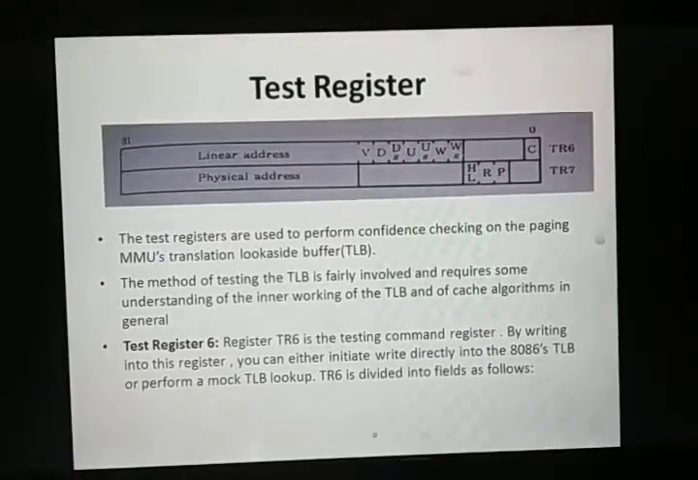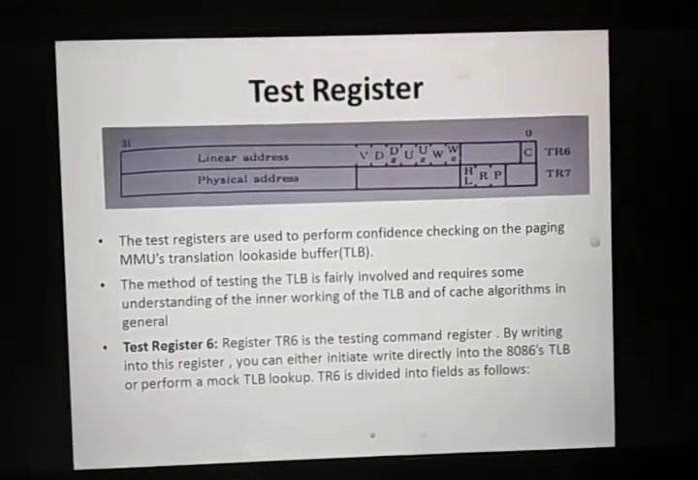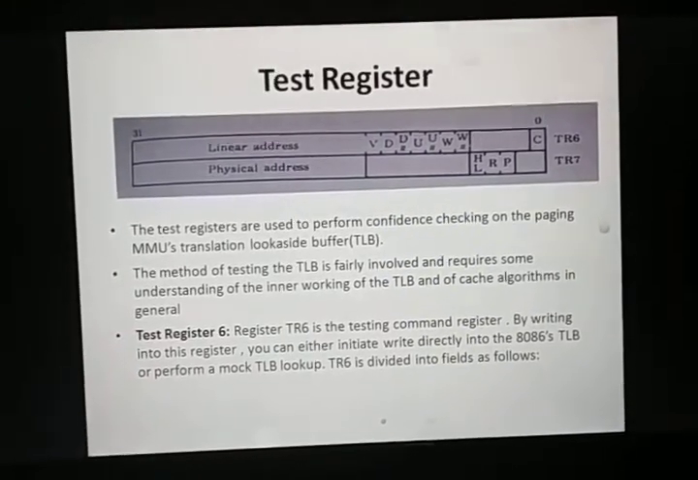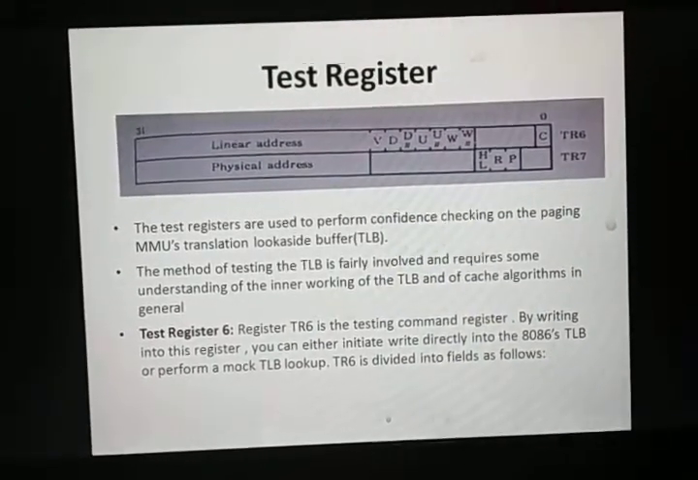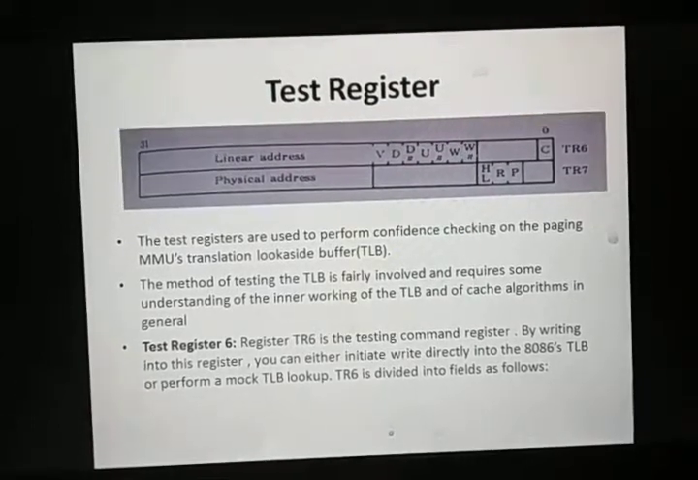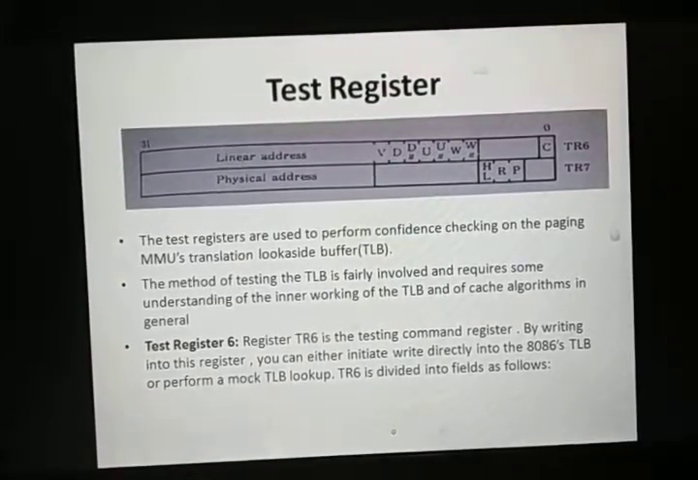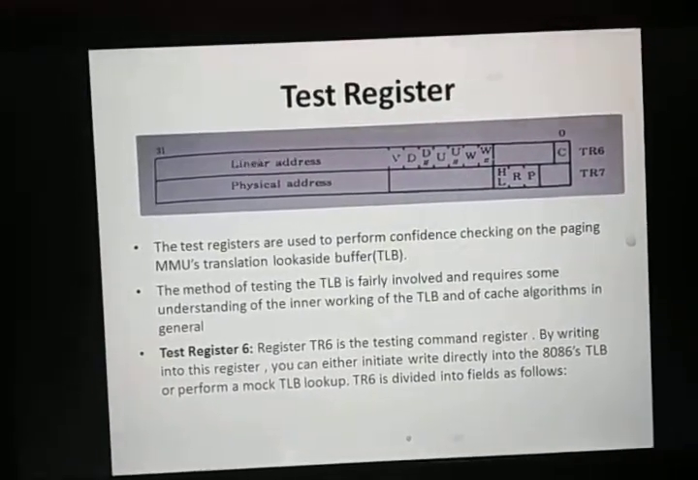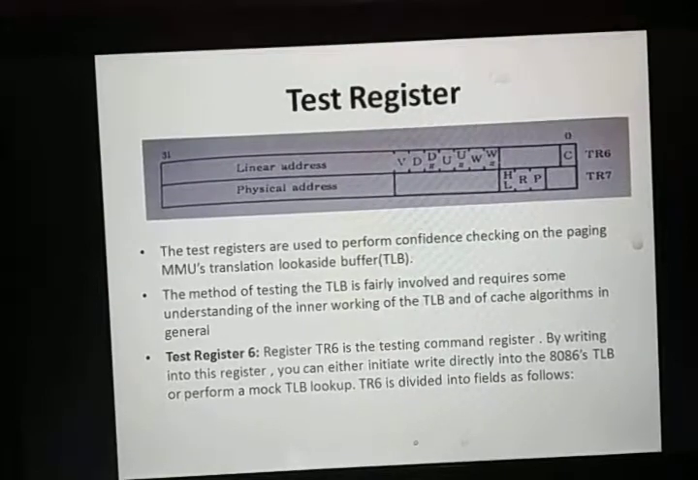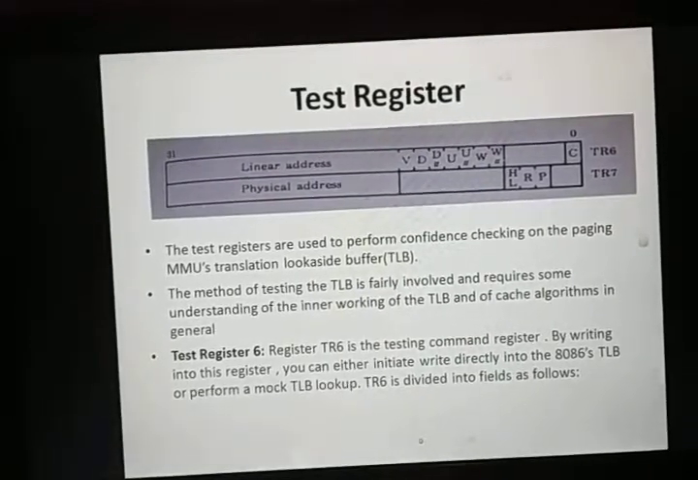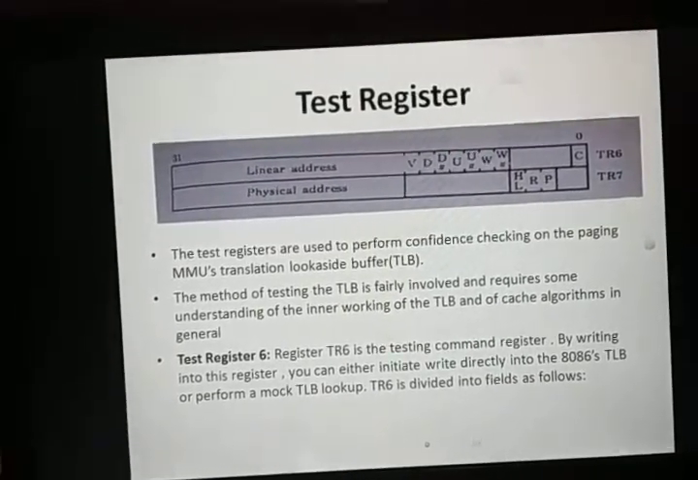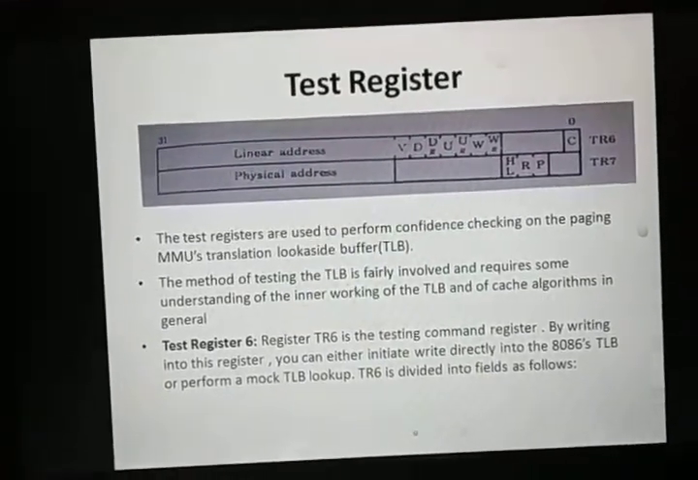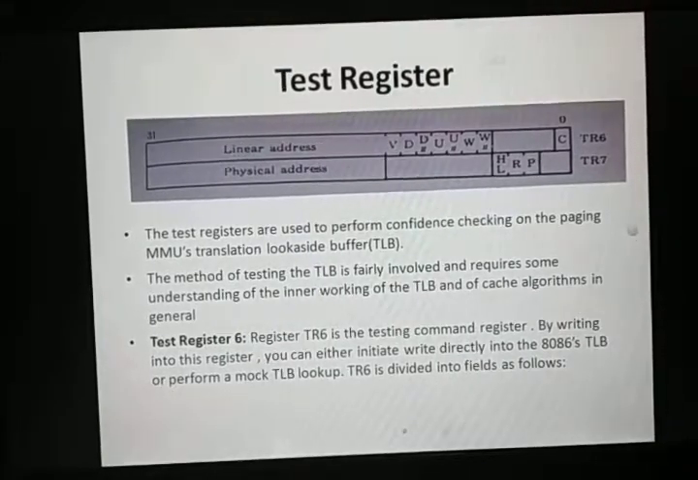For TLB testing, TLB failure is rare, but for testing we use two registers, TR6 and TR7. The test registers are used to perform confidence checking on the paging memory management unit translation lookaside buffer. The method of testing the TLB is fairly involved and requires some understanding of the inner workings of the TLB and cache algorithms in general. So, test register 6. Register TR6 is the testing command register.